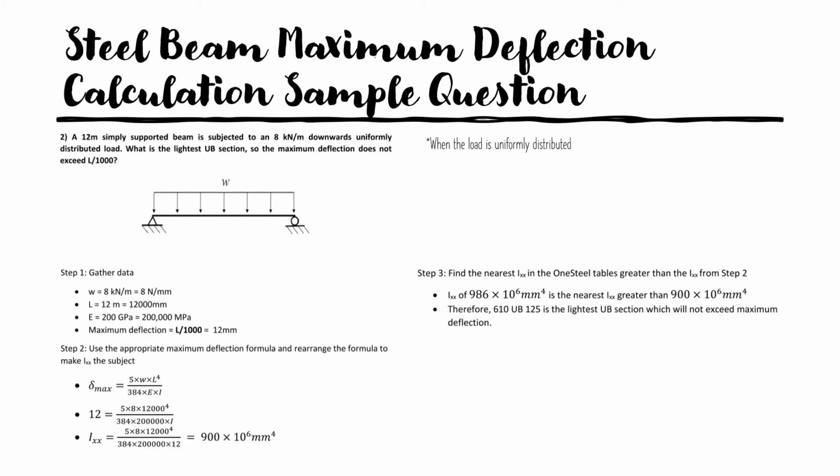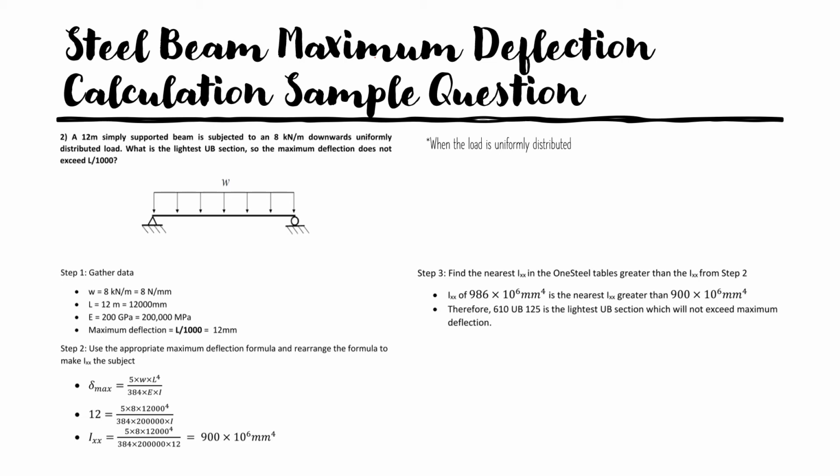Moving on, we now have a question that says: a 12-meter simply supported beam is subjected to an 8 kN per meter downward uniformly distributed load. The question then asks you to determine the lightest UB section so that the maximum deflection does not exceed L divided by 1000. So the first step we need to do to solve the question is to gather data.